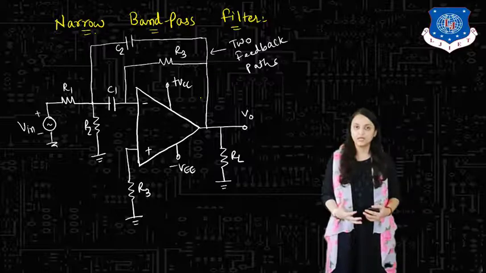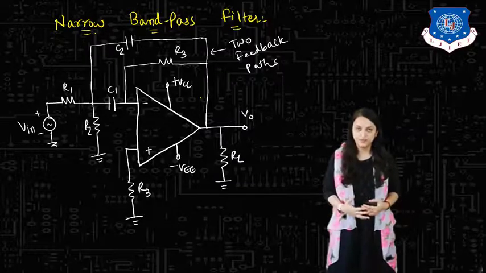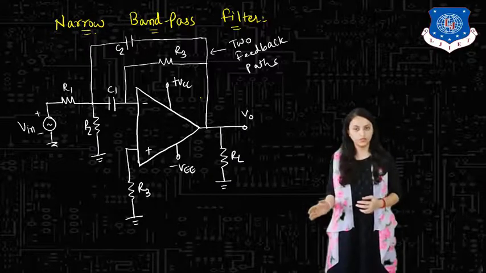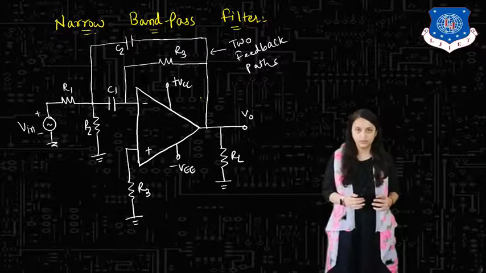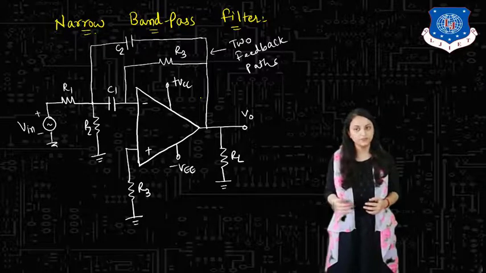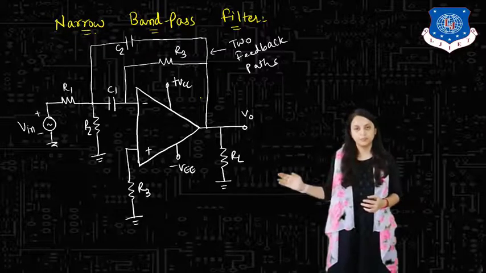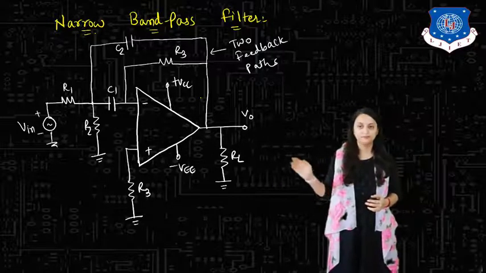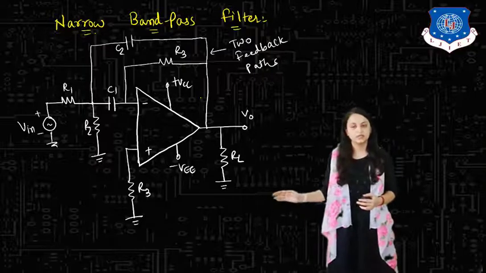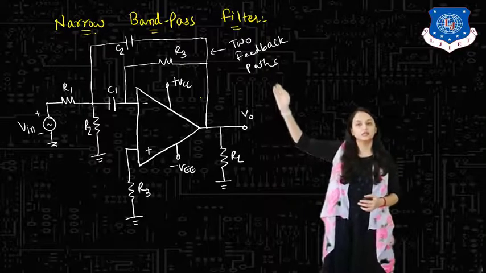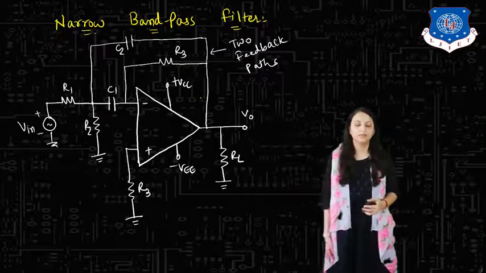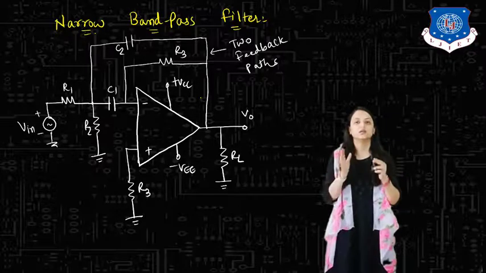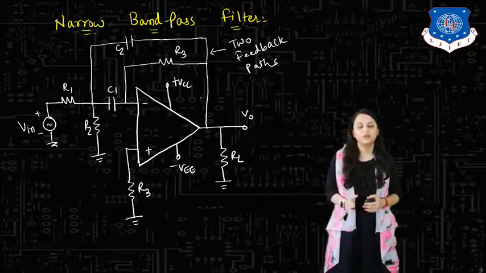I am repeating again, for the narrow band pass filter as shown over here, to the inverting terminal, that is the negative terminal, the source or input supply is given, where R1 and C1 are connected directly, then R2 is connected, and in the feedback C2 and R3 are connected. This whole arrangement obtains the narrow band pass filter configuration.